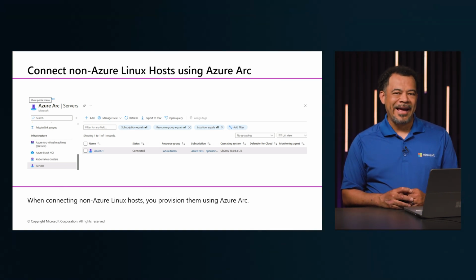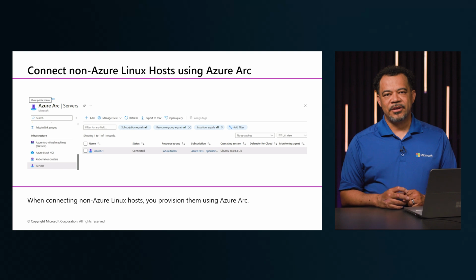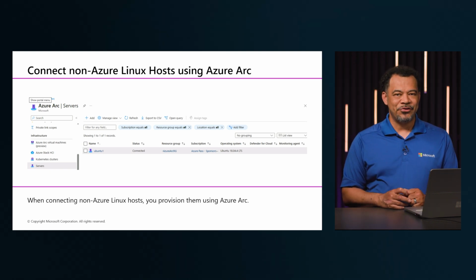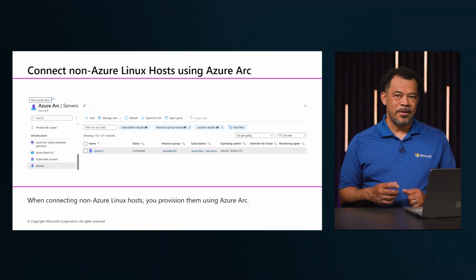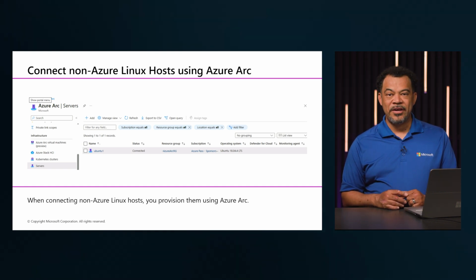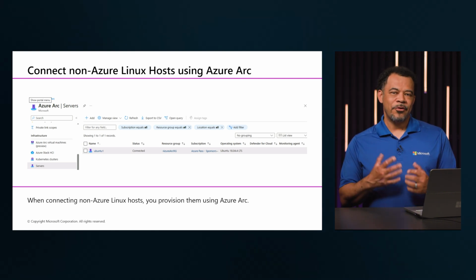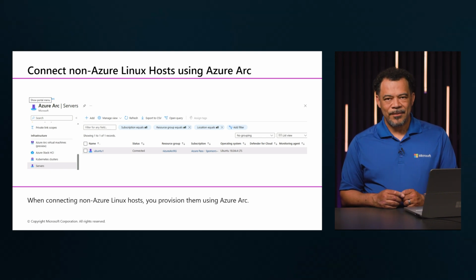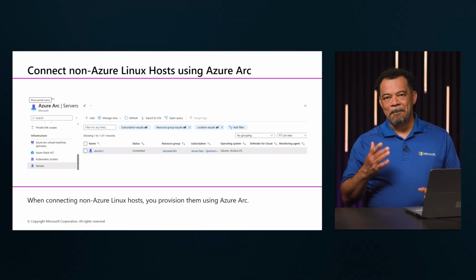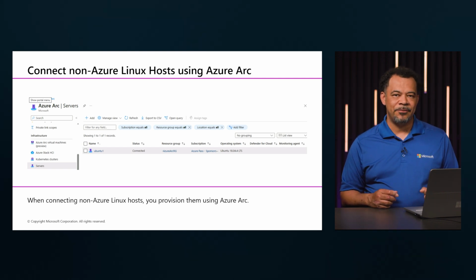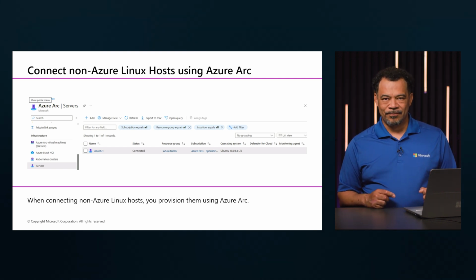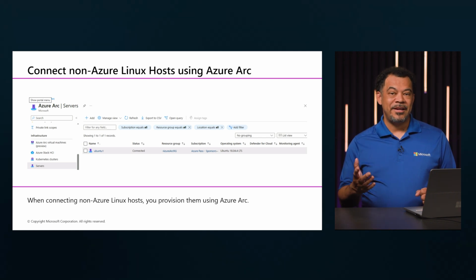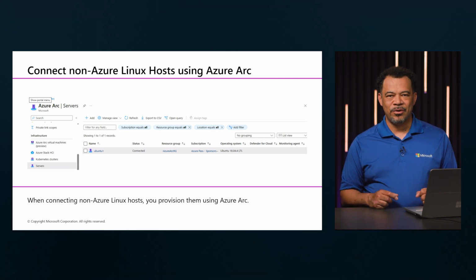Now you'll see that we're highlighting how you can connect non-Azure Linux hosts to Microsoft Sentinel using Azure Arc. This example shows a server named Ubuntu One that successfully onboarded, with details like the OS version, the resource group, and the monitoring agent status. Azure Arc acts as a bridge, allowing you to manage and monitor non-Azure VMs just like Azure resources. This setup is essential for extending Sentinel's visibility and control to hybrid or on-premises environments.